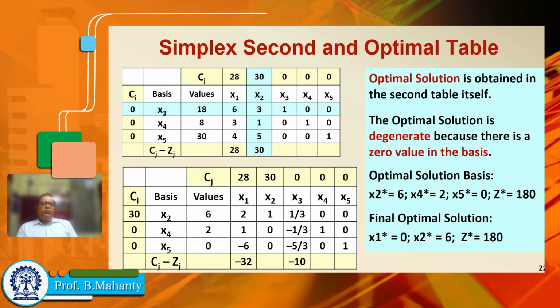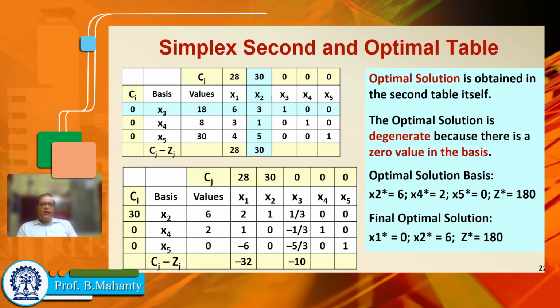So this 8 will be 8 minus 18 into 1 by 3, that is 8 minus 6 equal to 2. This 30 will become 30 minus 18 into 5 by 3, that means 30 minus 30 equal to 0. This 3 will become 3 minus 6 into 1 by 3, so 1. This 4 will become 4 minus 5 into 6 by 3, that means 4 minus 10 equal to minus 6. Similarly, for x3 we get 1 by 3, minus 1 by 3 and minus 5 by 3. And the x2 coefficient 30 we can write.